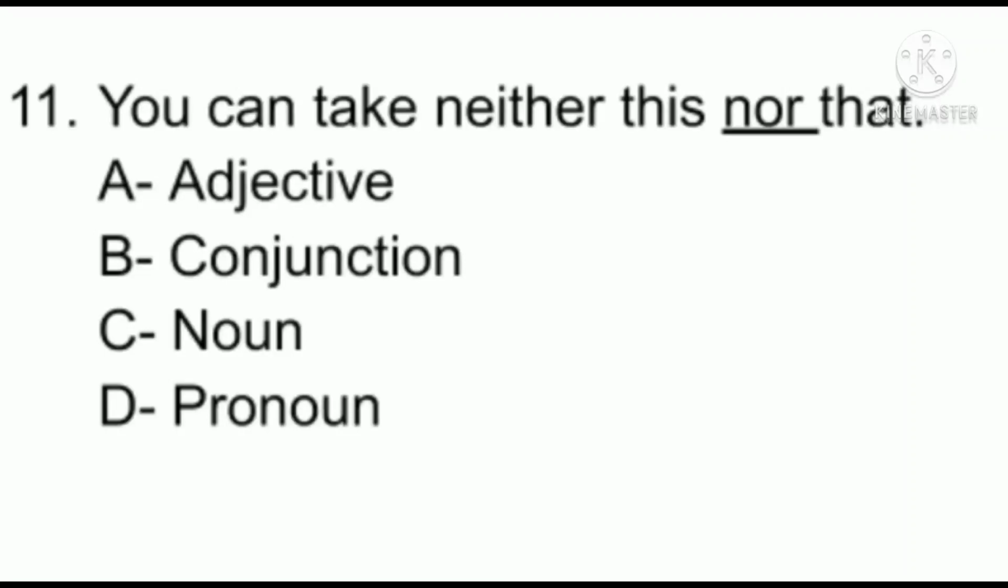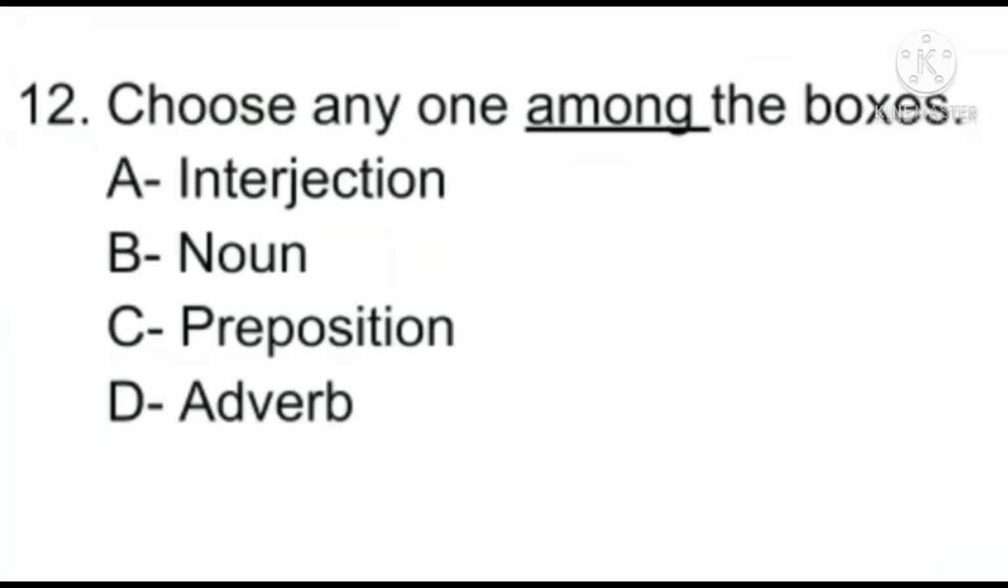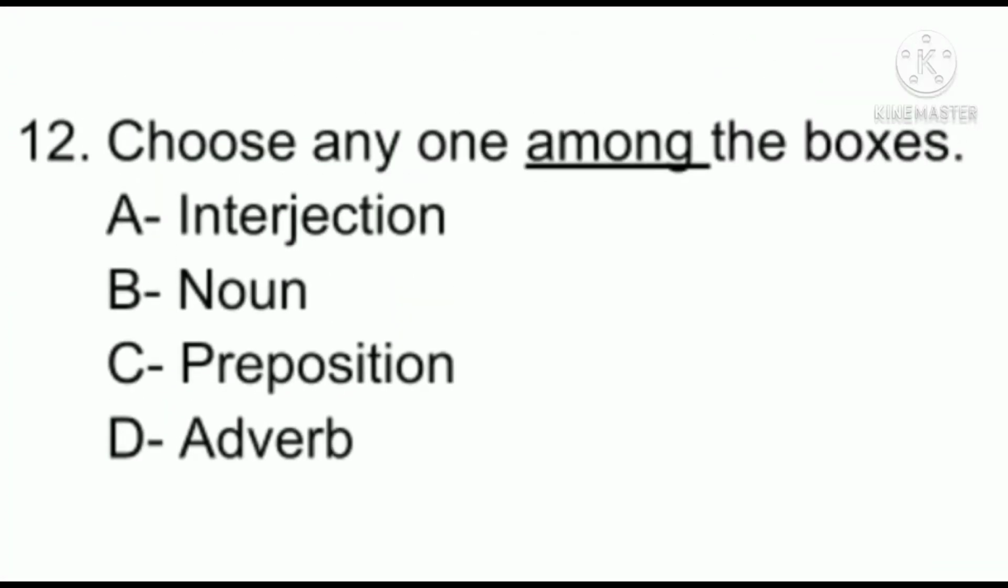Okay, now next question is choose anyone among the boxes. And the underlined word here is among. And the options are A. Interjection, B. Noun, C. Preposition, and D. Adverb. And I'm giving you 10 seconds of time to complete this question.